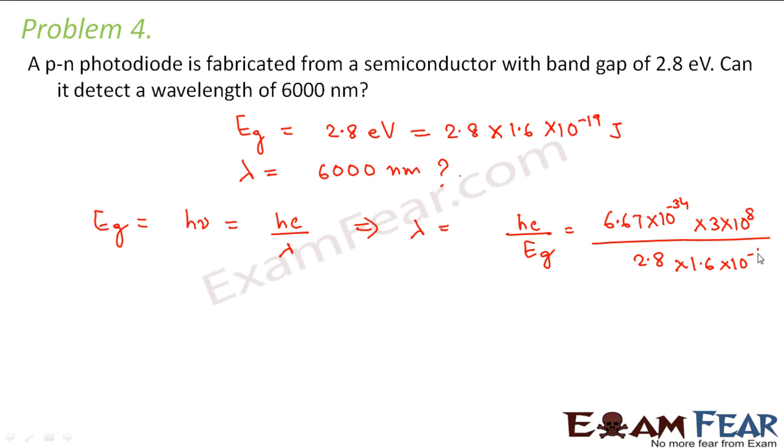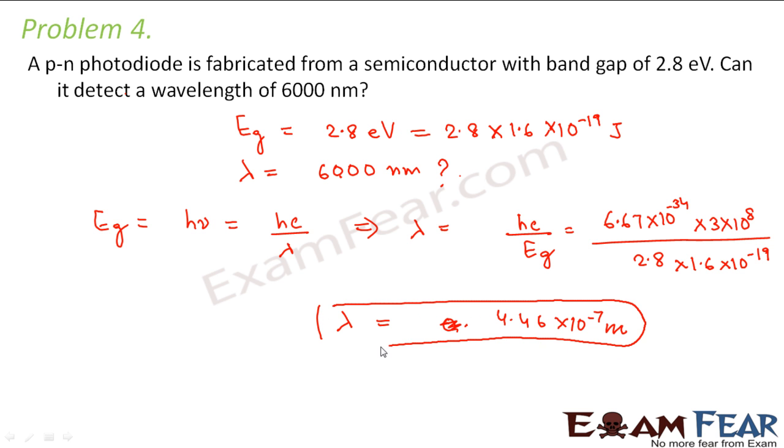So this can be written as this. So in this case, what do we get? The value of wavelength comes out to be around 4.46 × 10^-7 meters. So we see that the wavelength associated with the energy gap comes out to be this much.